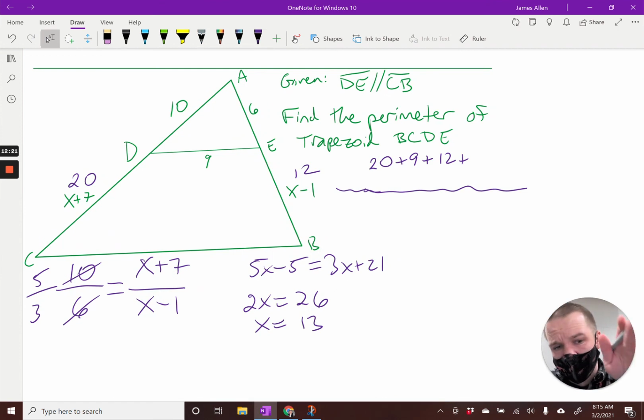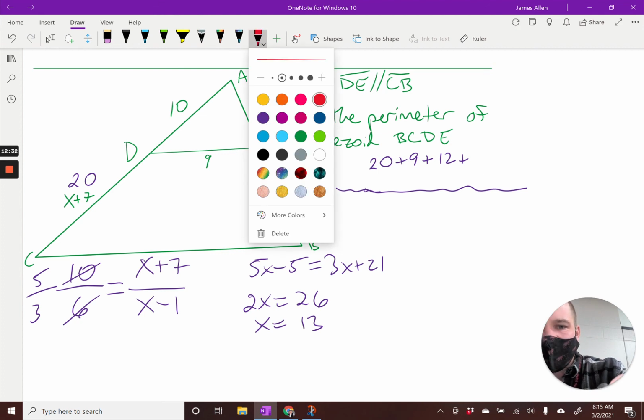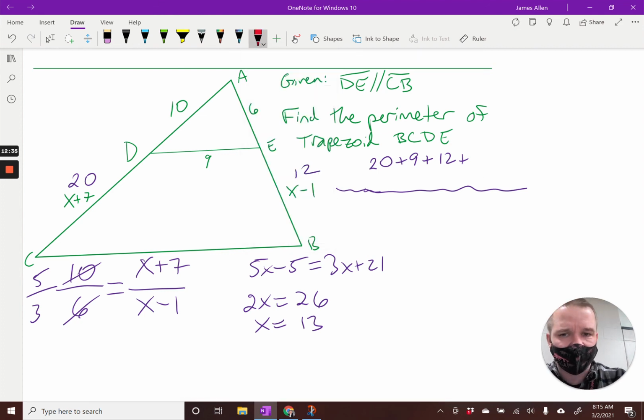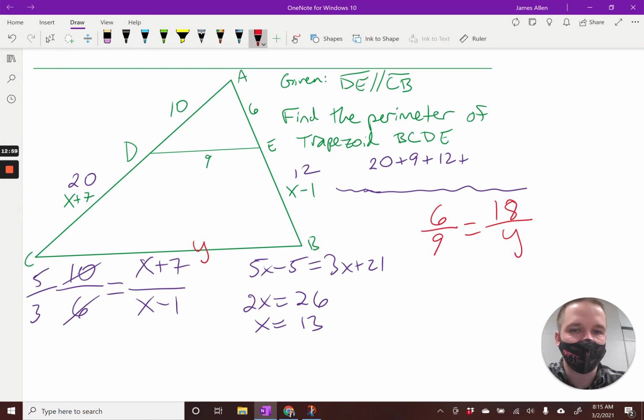Well, as we already know from earlier problems, I can't just use side splitter theorem on this because it's not one of the sides that's cut by a parallel line. It's one of the parallel ones. So it doesn't set up the same way. But let's see here. I could use my similar triangles to figure it out. Now, it's up to you how you want to set this one up. If you want to use 6 over 9 or 10 over 9, whatever you do, make sure you set up the rest of it according to that same pattern. So if I do 6 over 9 equals, then I would do the whole side of AB, which would be 18, over, and why don't we just call this y down here, since I haven't used the variable y yet.